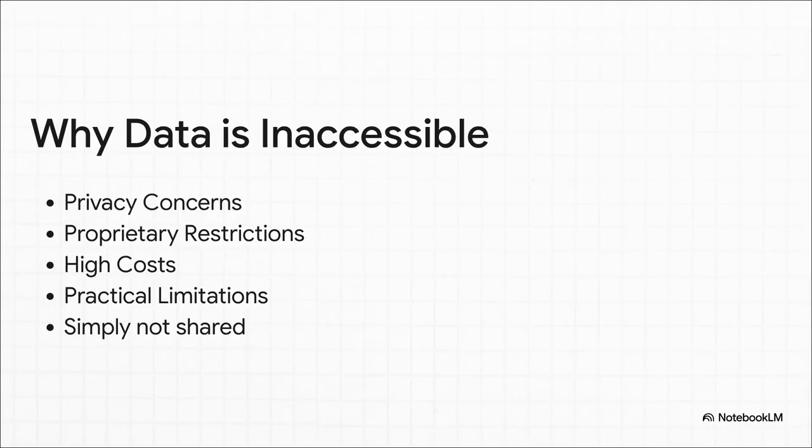So what are the actual locks on that box? Well, this slide breaks it down pretty clearly. You've got huge privacy concerns, especially with stuff like patient records. Then there are proprietary restrictions. A company owns the data and won't let it go. Sometimes it's just the massive cost and headache of sharing a gigantic dataset. And a lot of the time, for whatever reason, it's just not shared.